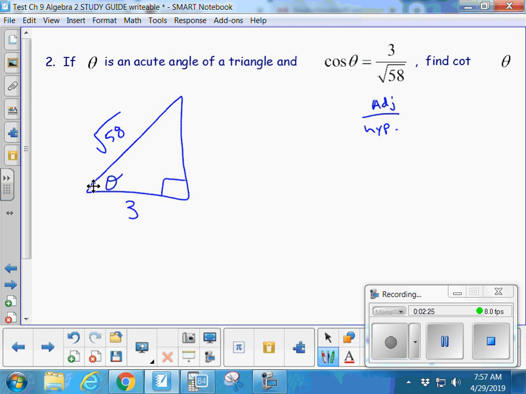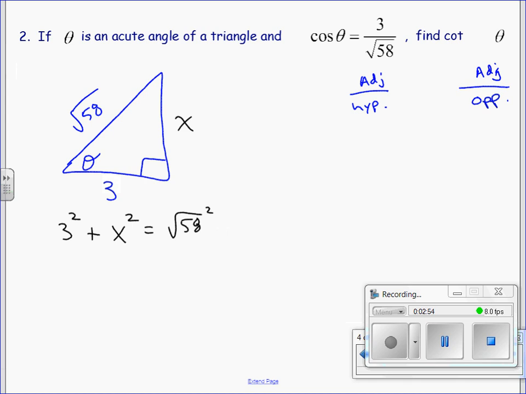Looks like if I need cotangent, it's the opposite of tangent, so it would be adjacent over opposite. We're going to need to solve for the third side, okay? So how do we solve for the third side of a right triangle? Pythagorean theorem. Let's just call this x. So 3 squared plus x squared would be radical 58 squared.